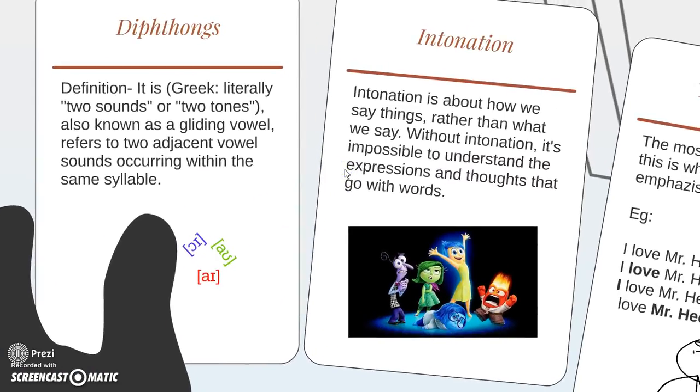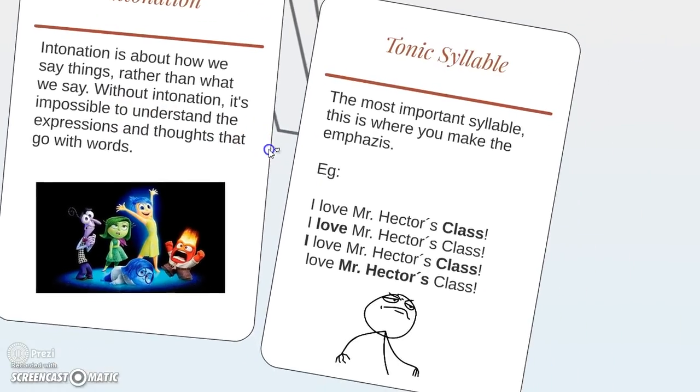Another aspect that we worked with was intonation. Intonation is basically about how we say things rather than what we say. Without intonation, it is practically impossible to understand expressions and thoughts that go with words. For example, if you say, I like you, it's very different from saying, I like you, or, ha ha ha, I like you. So, depending on the intonation, the meaning will change. Basically, it's adding emotions to what you're saying.